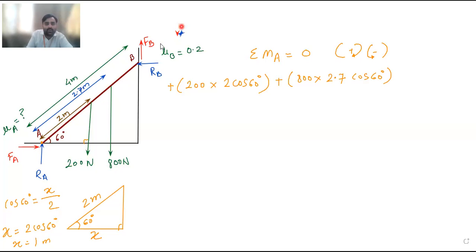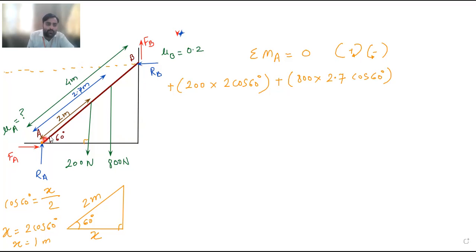Now RB. See carefully. If I extend the line of action of RB like this, then what is the perpendicular distance? From point A, this is the perpendicular distance of RB. This is the line of action of RB. From point A, this is the perpendicular distance because RB is the horizontal force, so its perpendicular distance must be vertical. So this is RB and this is your perpendicular distance, this much.